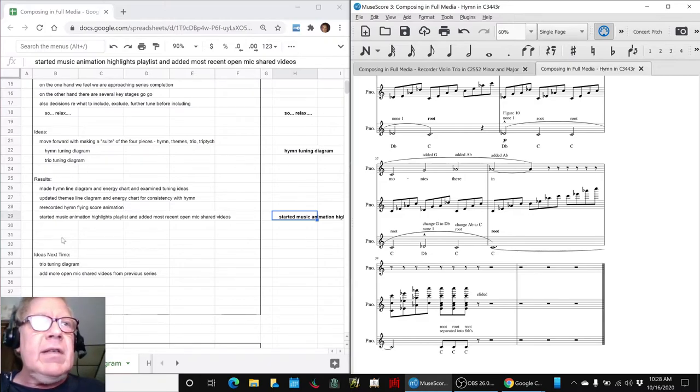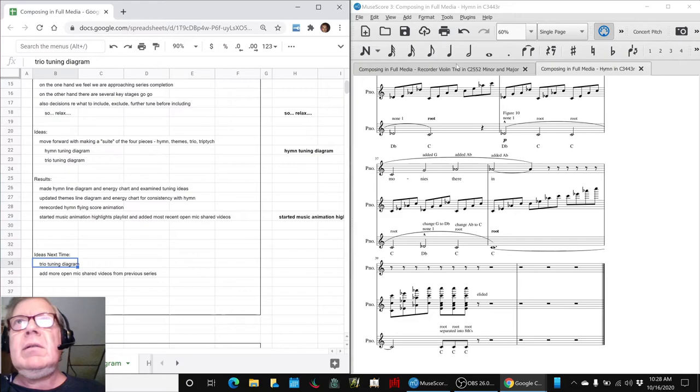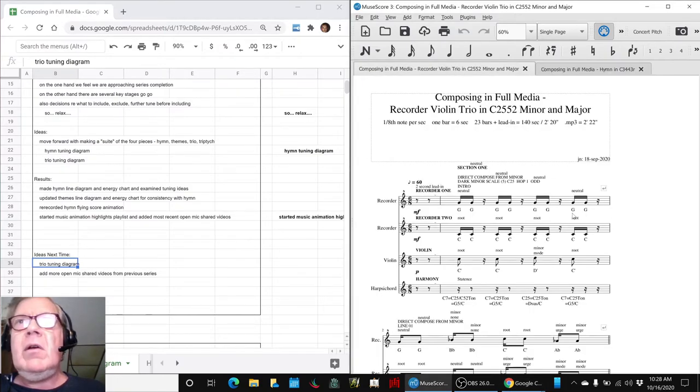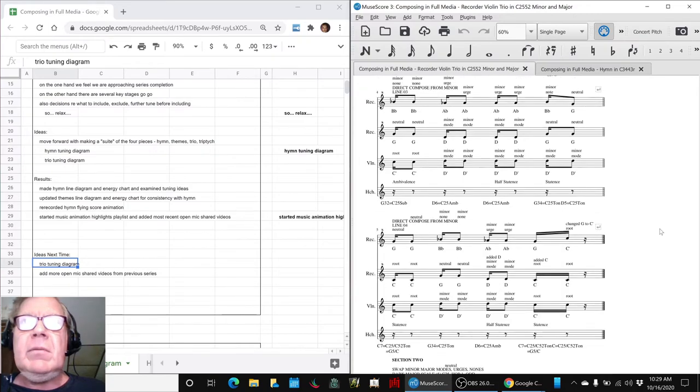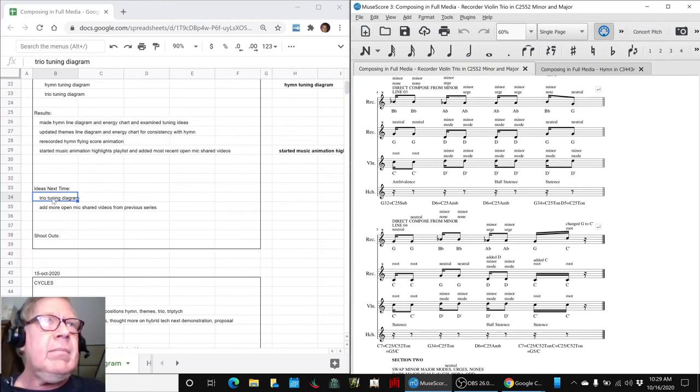Our ideas for next time, we need to do the trio, which we did about a month ago, desperately needs tuning. If you hear how it starts, just everything is at a flat dynamic. We did vary dynamics a little bit somewhere. We seem to recollect, but we feel like this could really benefit from a bit of tuning. So trio tuning diagram here.